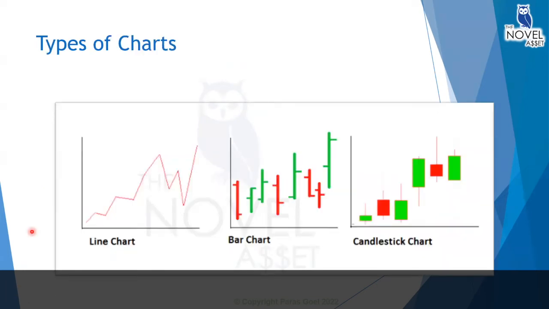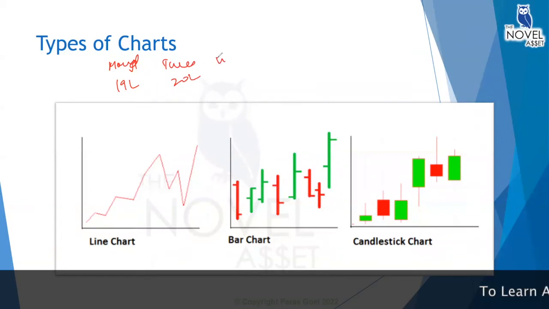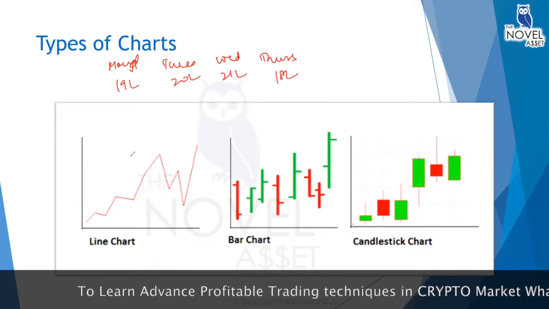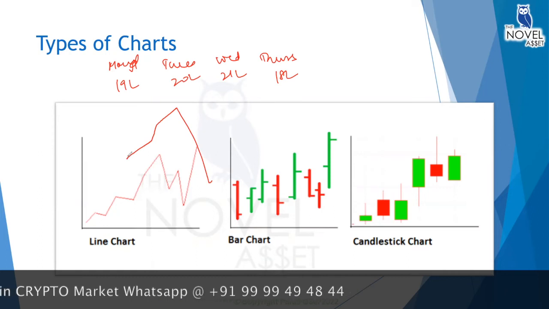So, types of chart. One of the very important things in technical analysis are the types of charts available to you. This is how a line chart looks. If the price is going upside, the line will go upside, because this line is representing the closing price. Let's say today, Monday, the price is 19 lakh. On Tuesday, 20 lakh. On Wednesday, 21 lakh. On Thursday, 18 lakh. So the line goes 19, 20, 21, and then down to 18. It will be connecting all the close prices.